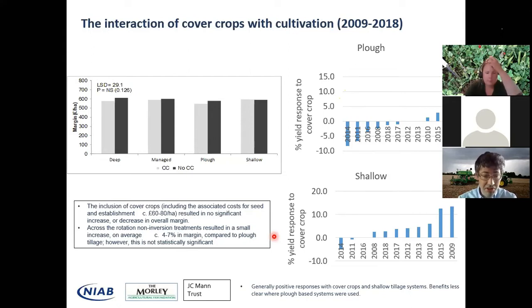There's obviously the cost associated with the cover crops at roughly 60 to 80 pounds, which includes the seed and the establishment of those. So typically we see probably the best responses coming from the non-inversion type approaches. The plough-based system, we see less response. So typically it costs us slightly more in terms of the associated costs with those cover crops. We don't necessarily see quite the same margin as we get from a non-cover crop system.